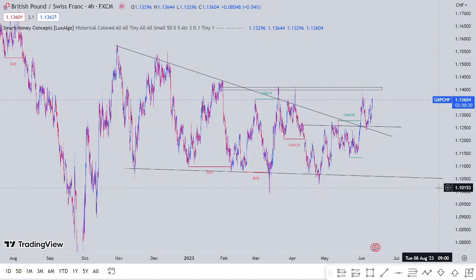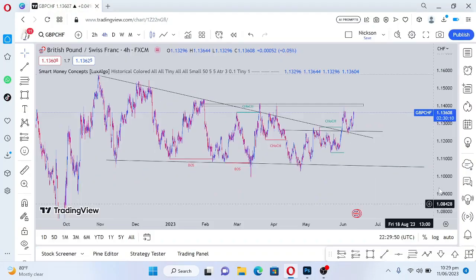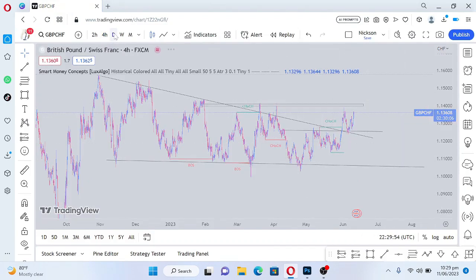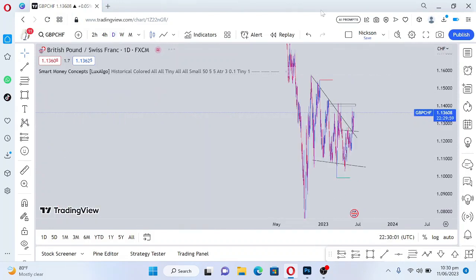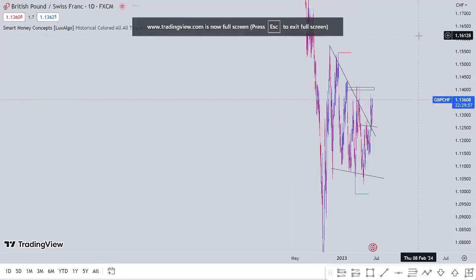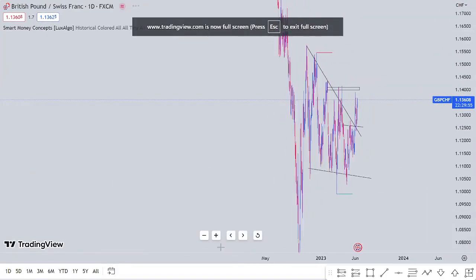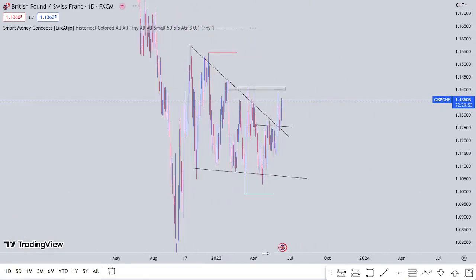Okay. So this is the British pound against the Swiss franc. This is on the 4 hour time frame, but when I start, I use the daily time frame to get an overview of the chart, a close look at how the market has been behaving for some days now. So if you can see from here, let me zoom in on the chart.